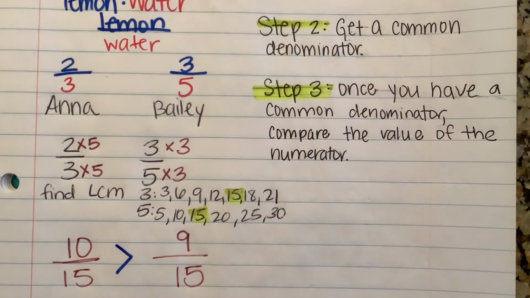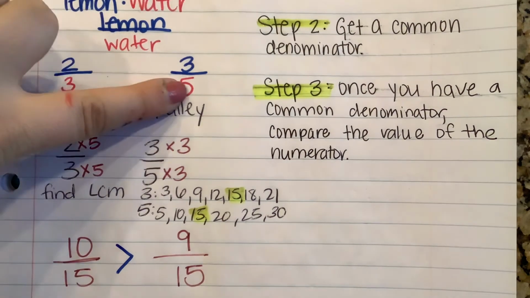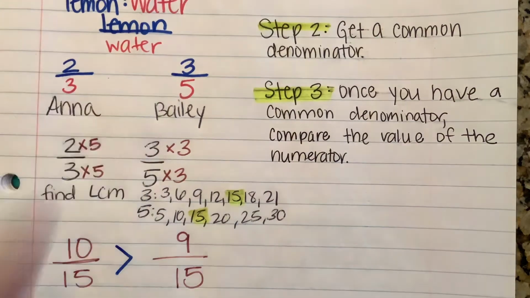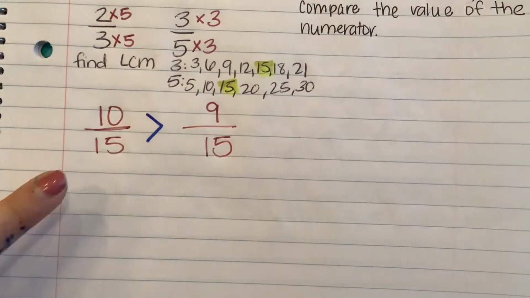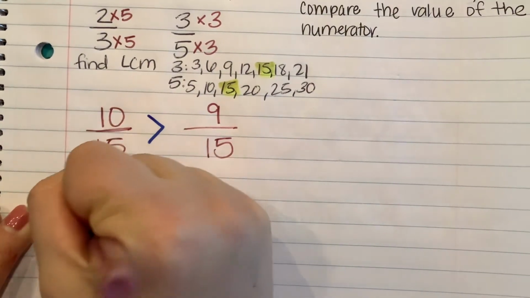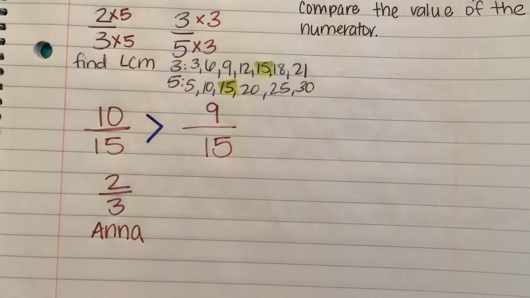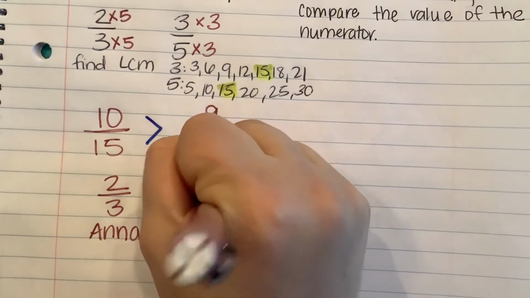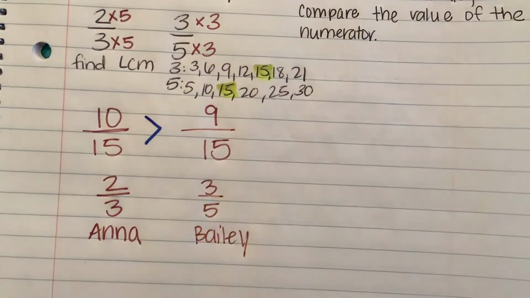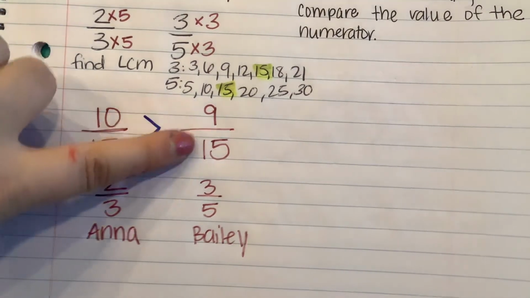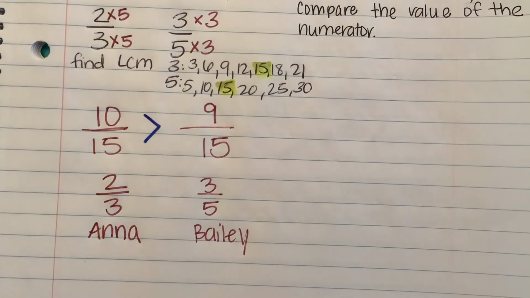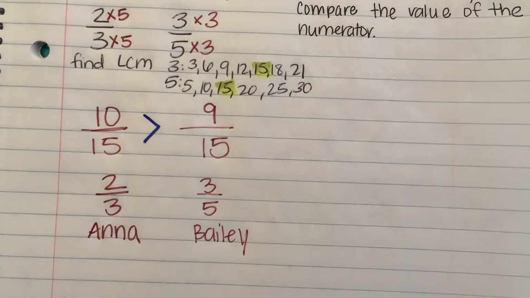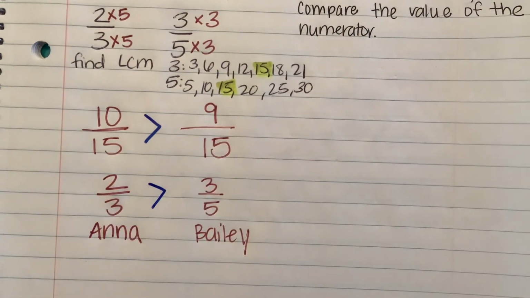But we need to think, our question asked us to write it using these ratios written as fractions. So we need to convert them back. 10 over 15 was the same thing as 2 over 3 for Anna. And 9 over 15 was the same thing as 3 over 5 for Bailey. If you need to check your work, you can simplify by dividing by 3. Simplify and divide by 5 over here, and you'll get 2/3 and 3/5. So we can say 2/3 is greater than 3/5.